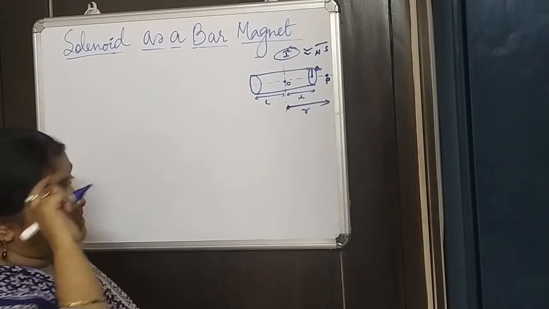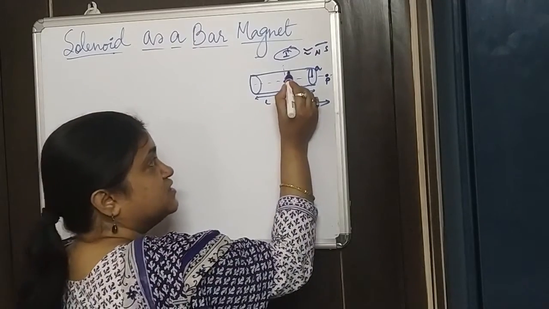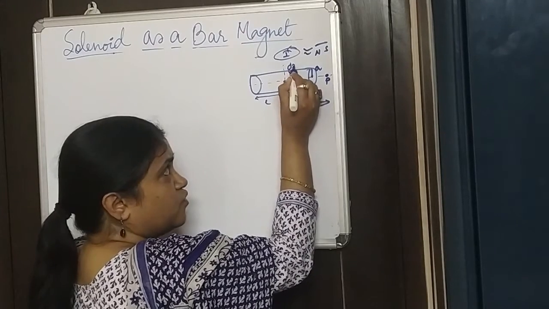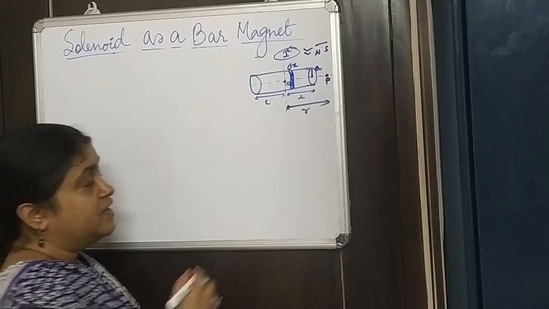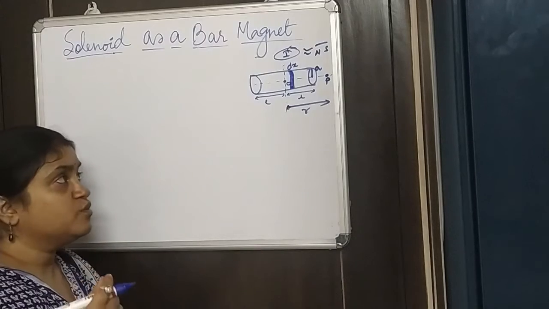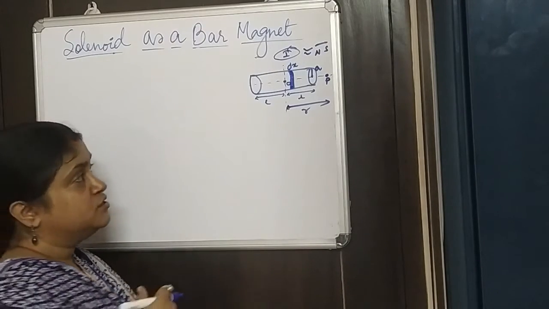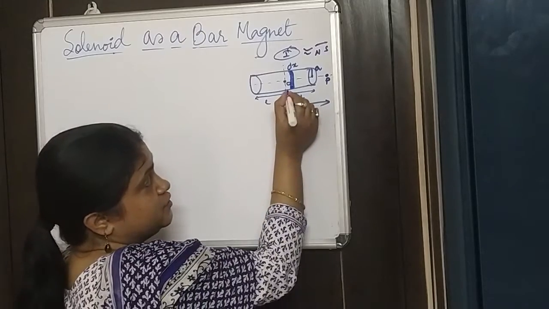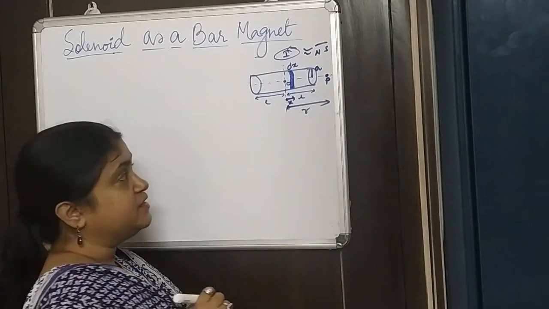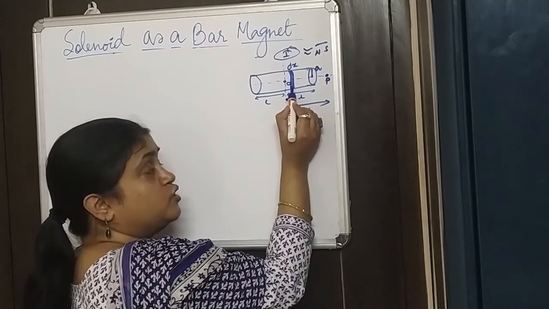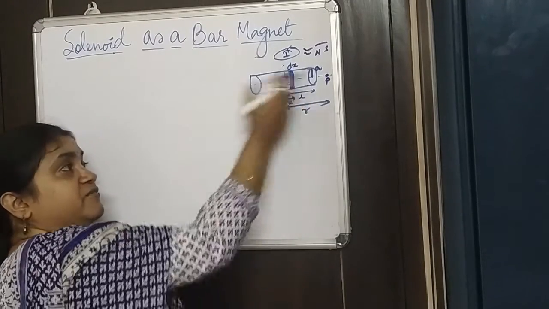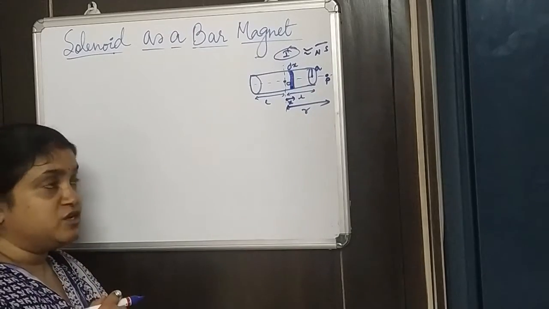To calculate that, first we will imagine a very small section dx on this solenoid. This section acts like a small current carrying loop. Suppose this section is at distance x from the center. We first find the magnetic field due to this small section, and then we will find it for the whole solenoid.